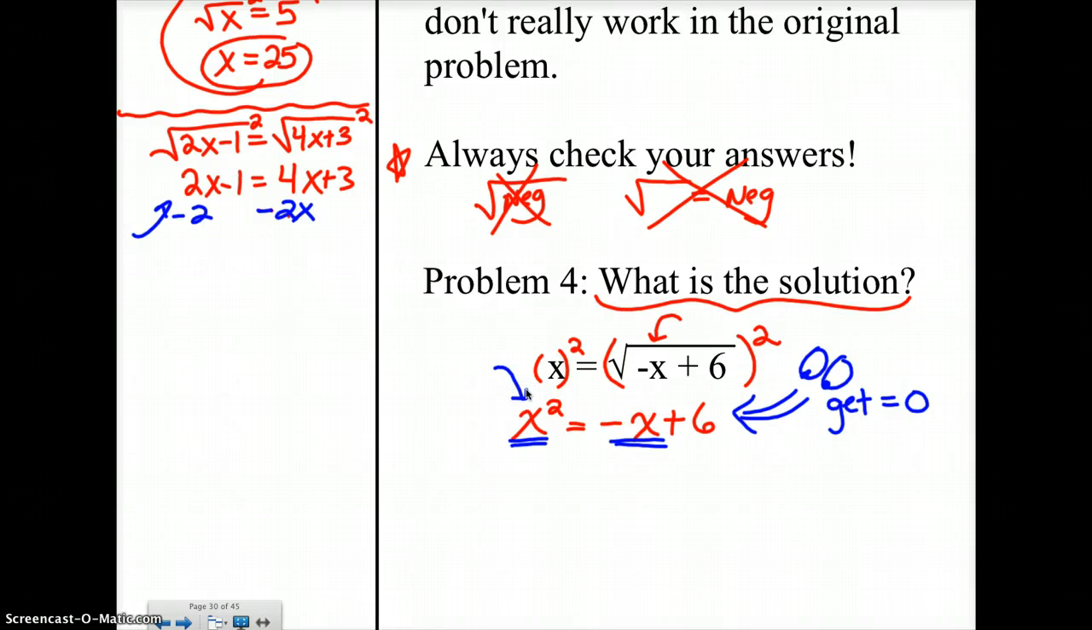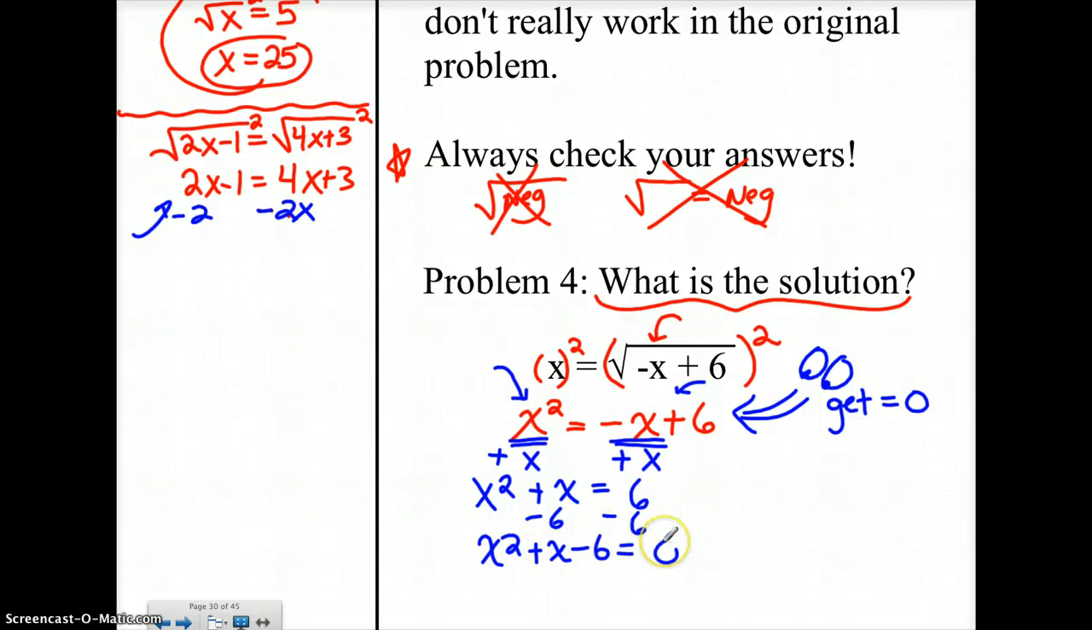So we want to move everything so that that remains positive and we get one side equal to 0. In this case, what I'm going to try to do is get a 0 over here on the right-hand side. To do that, I'm going to add x to both sides, and I would get x squared plus x is equal to positive 6. And then I'm going to get rid of that 6 also by subtracting. So I'd subtract 6, and I get x squared plus x minus 6 is equal to 0.